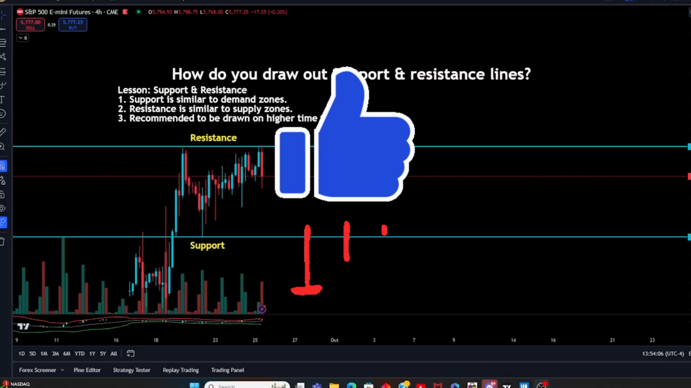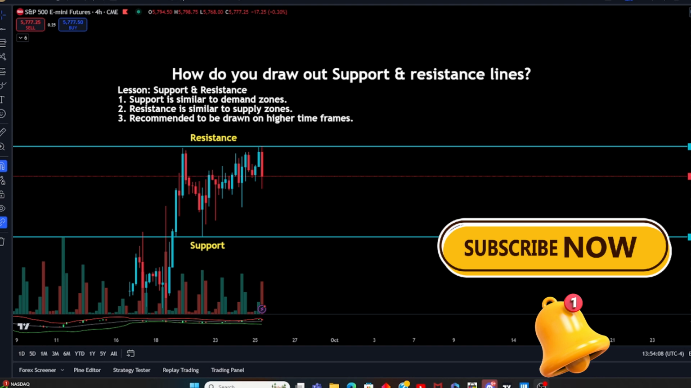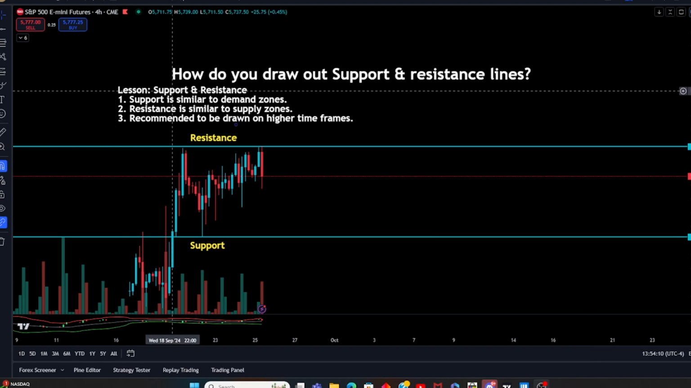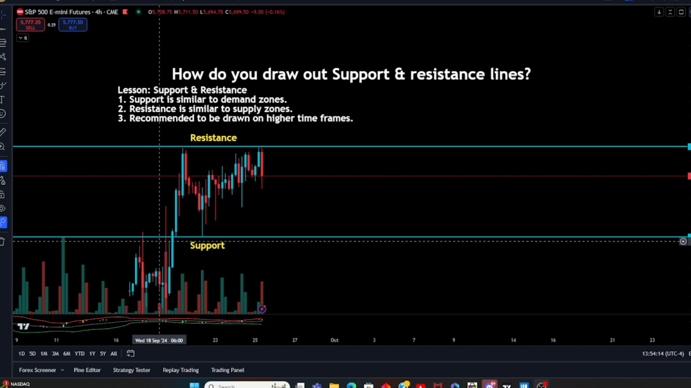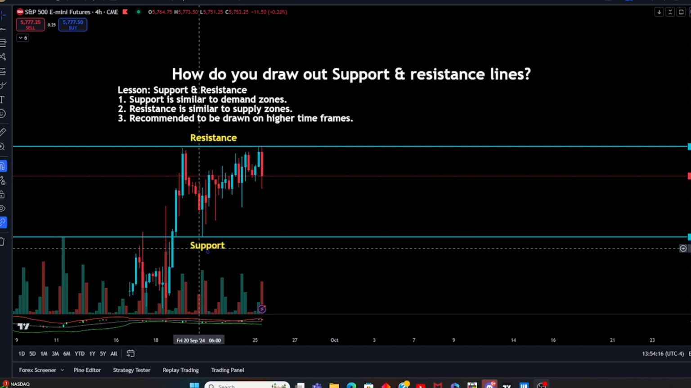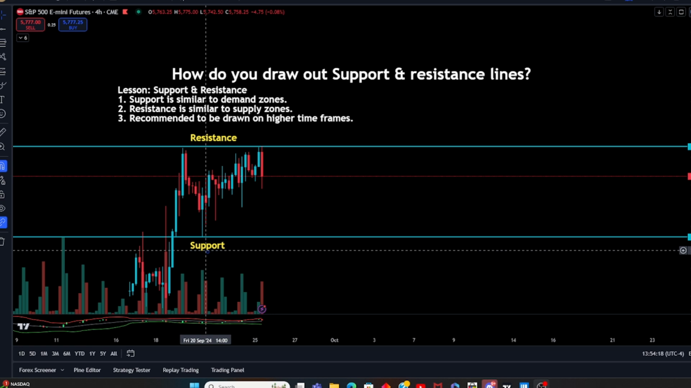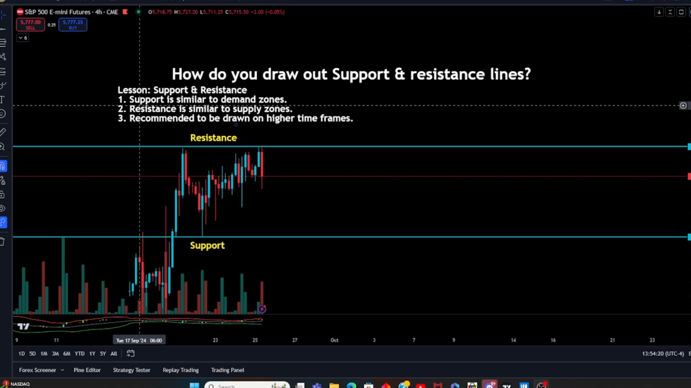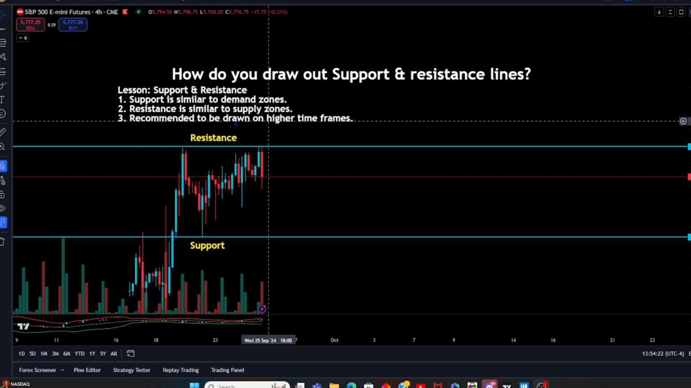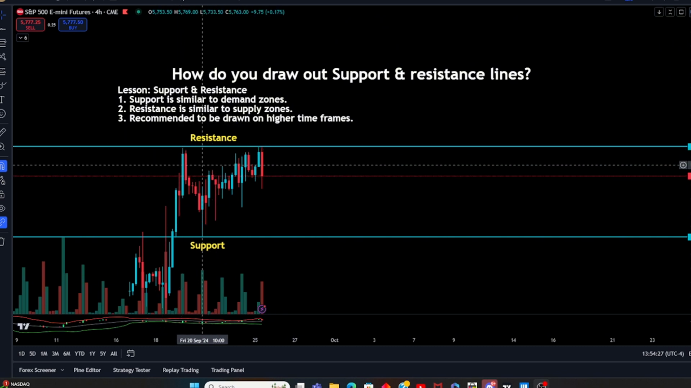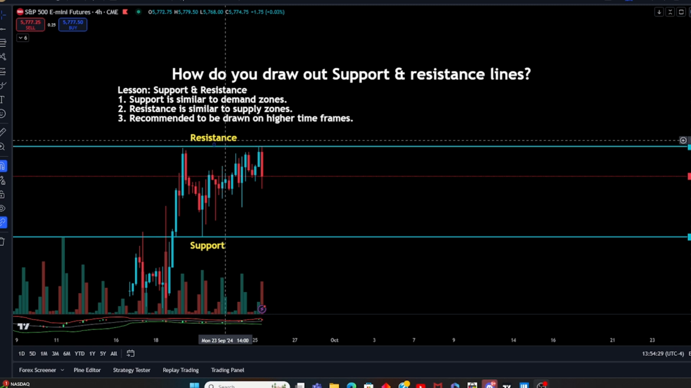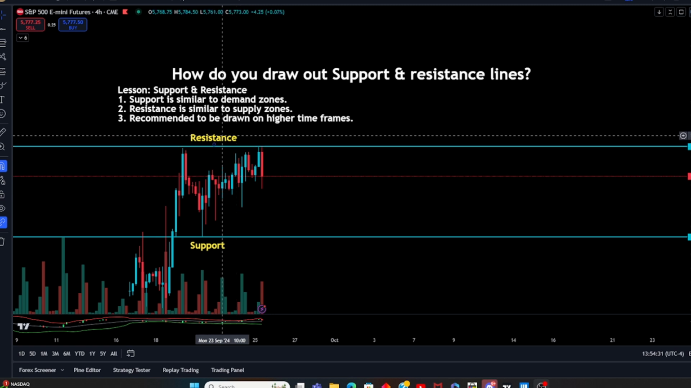How do you draw out support and resistance lines? The way I learned it is that support is similar to demand zones. So support is an area where the price got too cheap and the buyers stepped in. Resistance is similar to supply zones. Resistance is an area where the price got too expensive and the sellers stepped in.